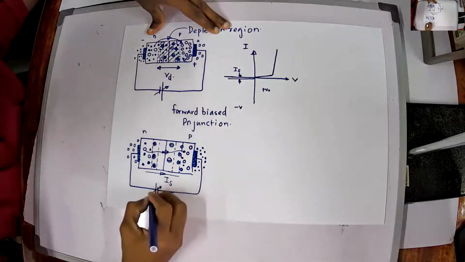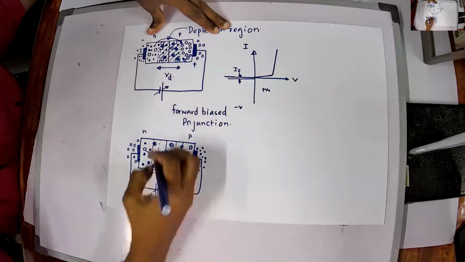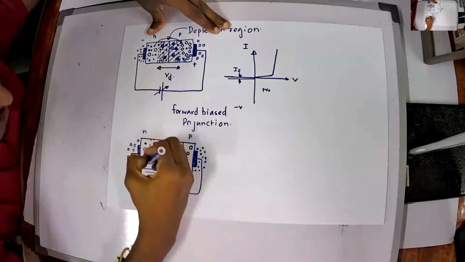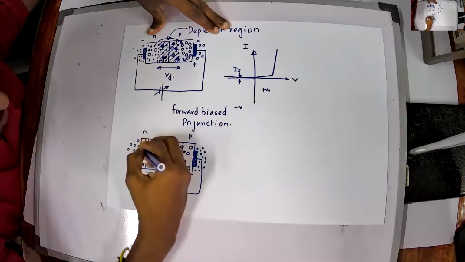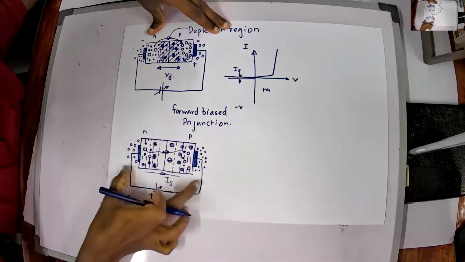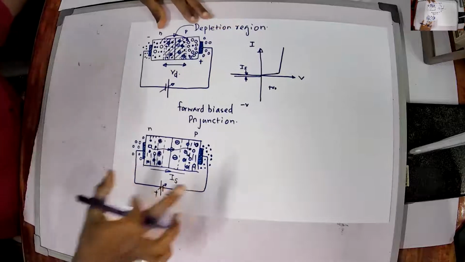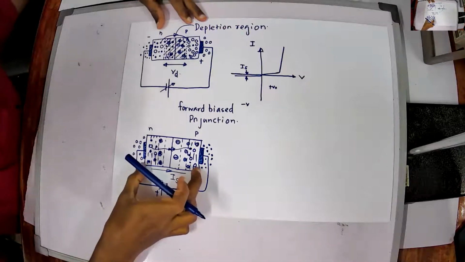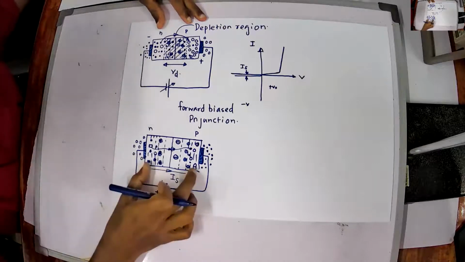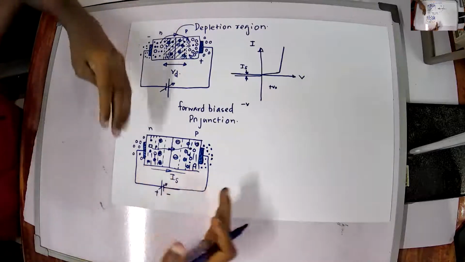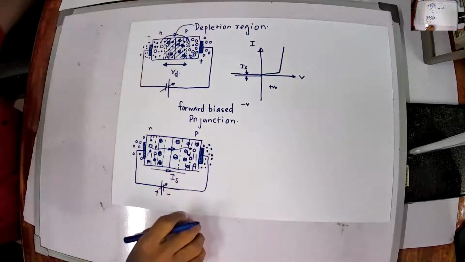Now I keep on increasing the potential of the battery. Hence, the depletion region will get wider and wider. At one condition, the whole semiconductor crystal, or the whole PN junction slab, will be occupied by the depletion region.